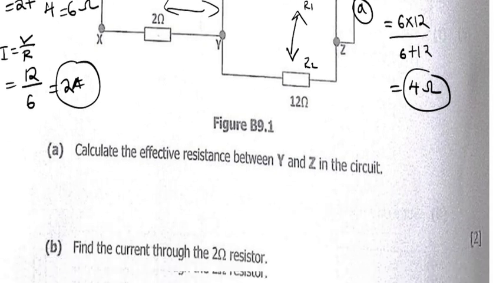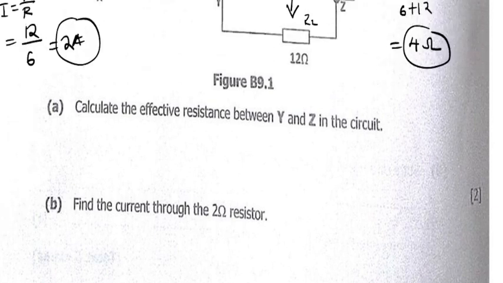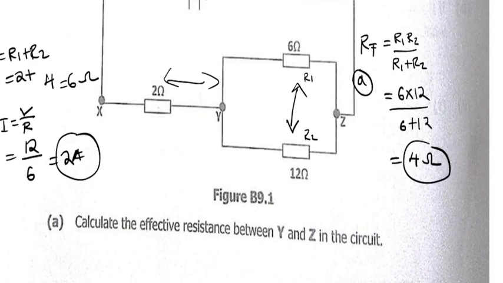We proceed, we look at another question. Calculate the voltage across the 2 ohms resistor. So voltage across the 2 ohms resistor. So that is for part C. How do we find voltage? Voltage is equal to current times resistance. Then the current, we've already found 2 amps. So we'll say 2.